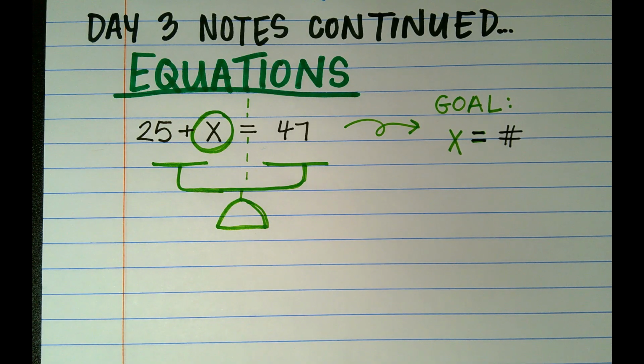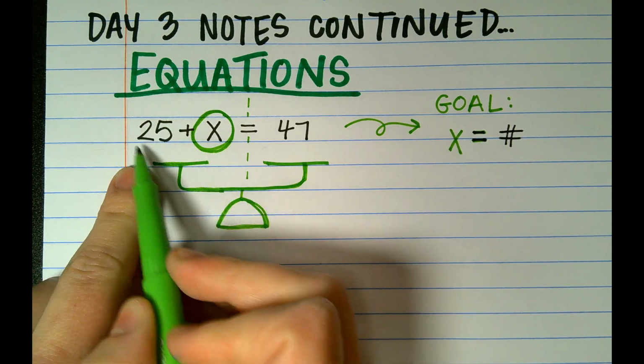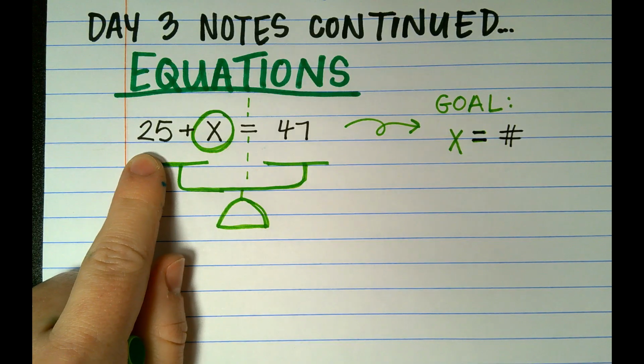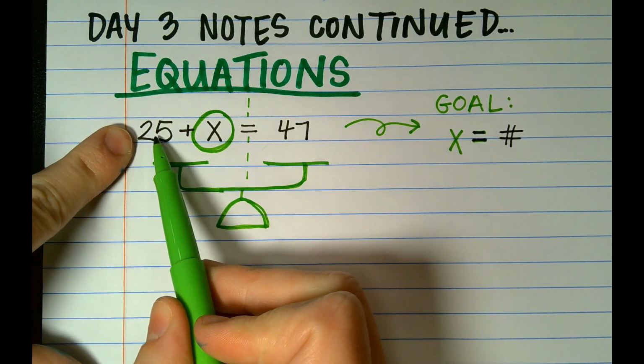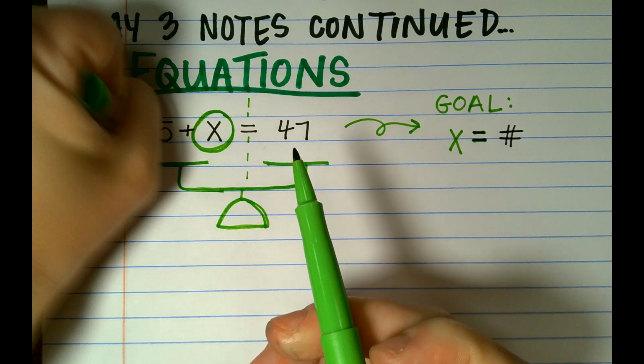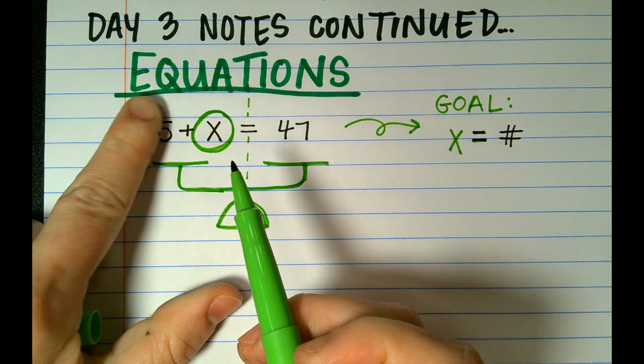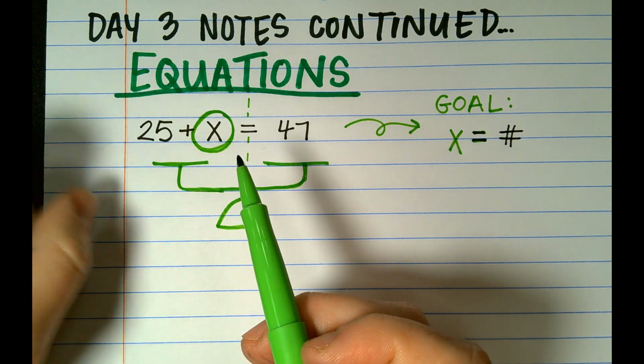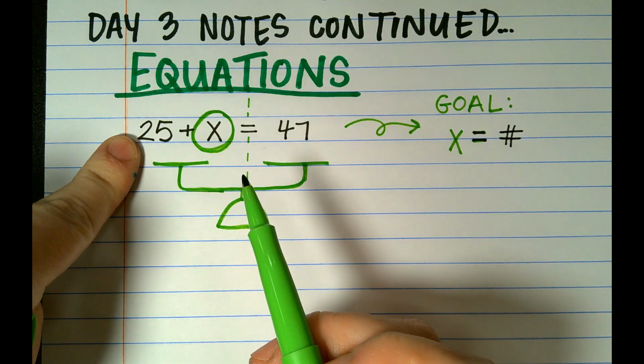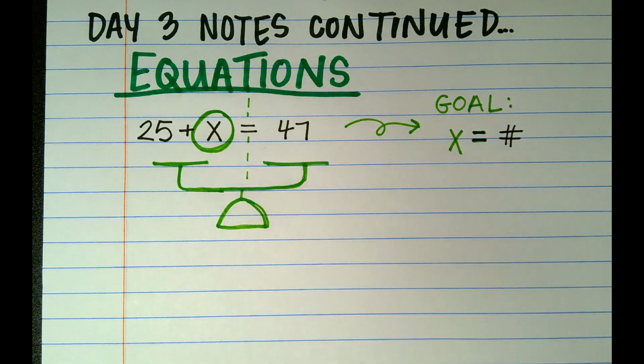How do I get rid of that? Do we have any ideas? We're going to use an operation. It's either going to be adding, subtracting, multiplying, or dividing. So how do we get rid of a 25? I want to go from having 25 on this side to having 0 plus x. If I want to get rid of 25, do I need to add 25 more over here? No. We're going to subtract 25.